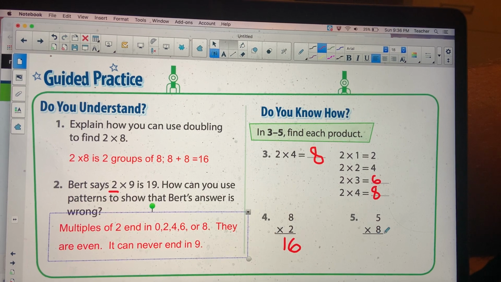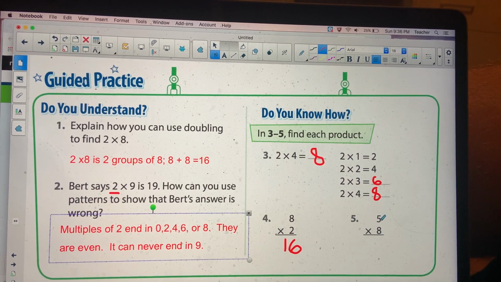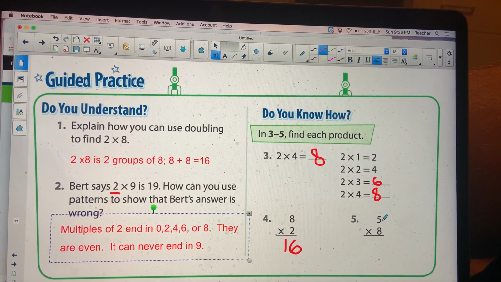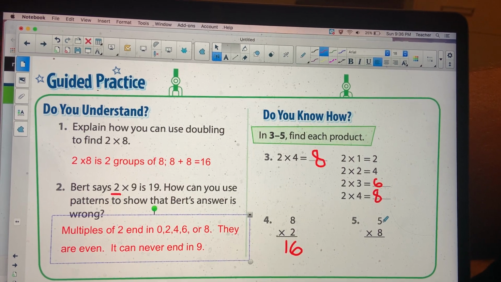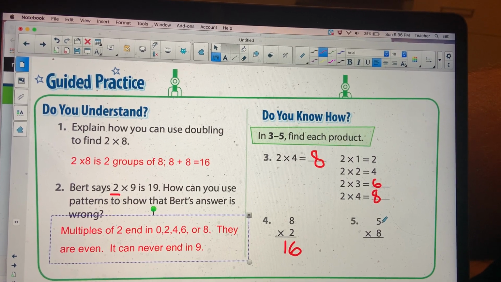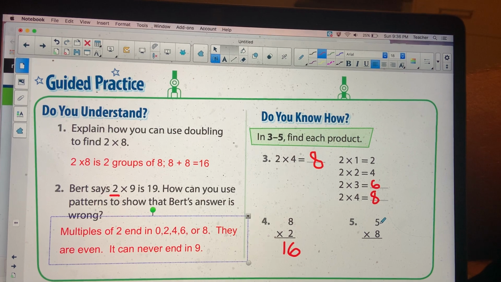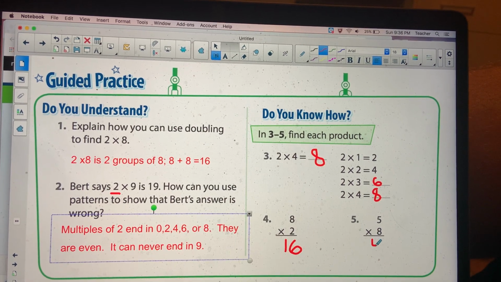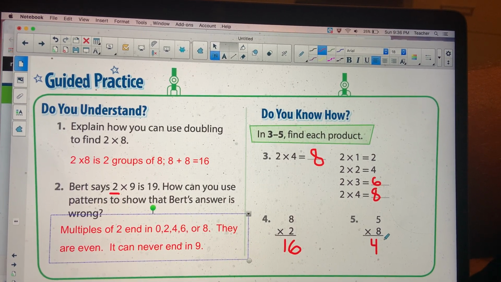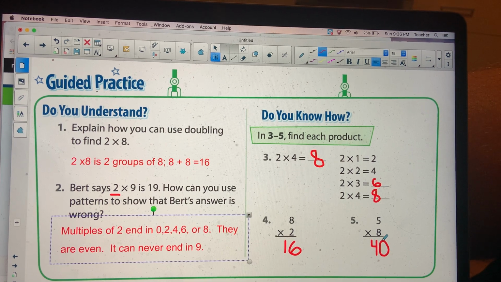And then here, they want you to count by 5s. So count by 5s to get you 5, 10, 15, 20, 25, 30, 35, 40. If you've got to use your fingers at the beginning, that's okay, all right? 5 times 8 is 40.